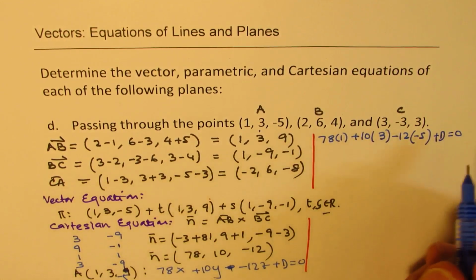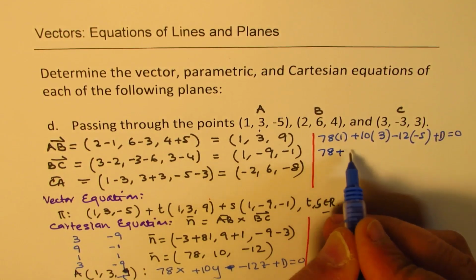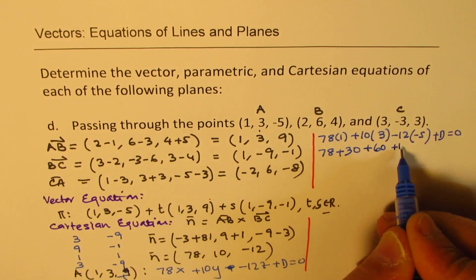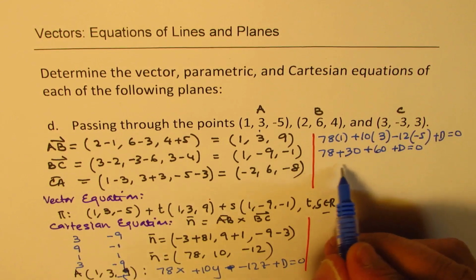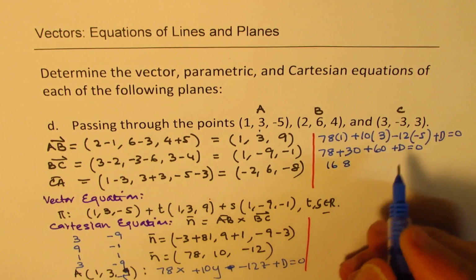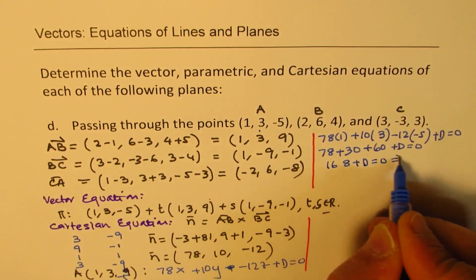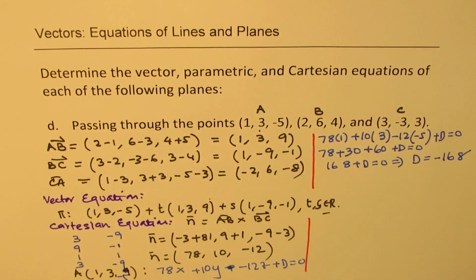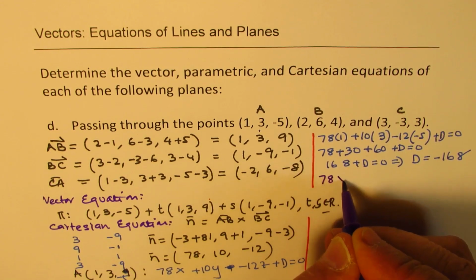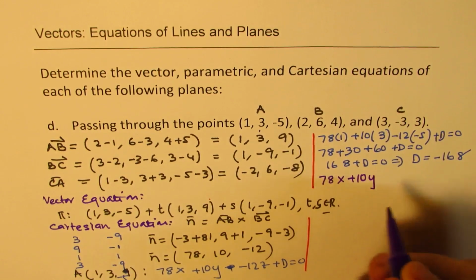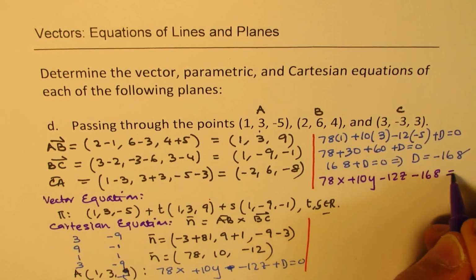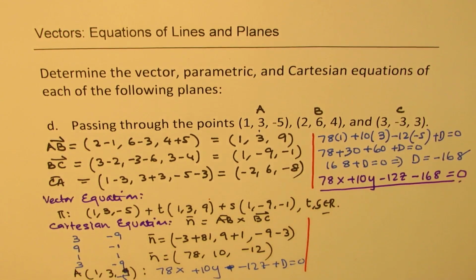So what do we get? We get 78 plus 30, minus becomes plus 60, plus d equals 0. So that is 168 plus d equals 0. So that gives you the value of d as minus 168. Now we can write down the Cartesian equation, which is 78x plus 10y minus 12z minus 168 equals 0. Clear? Cartesian equation.